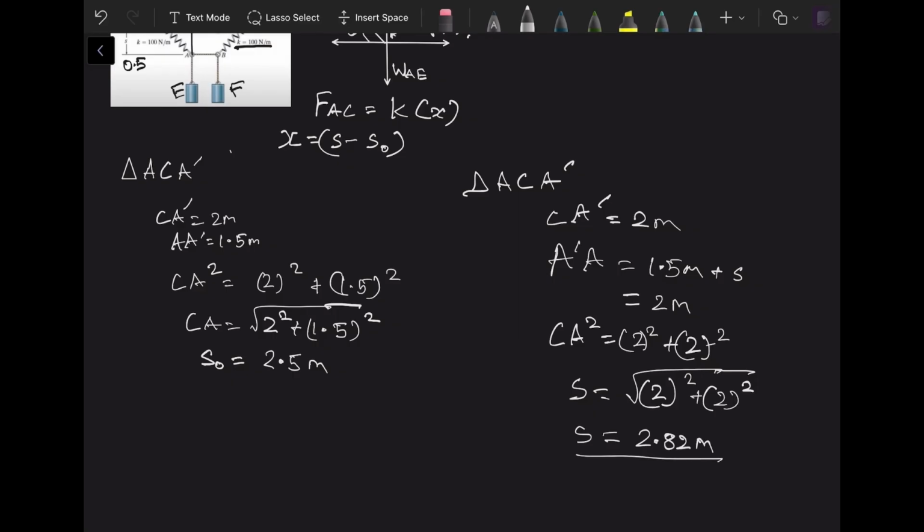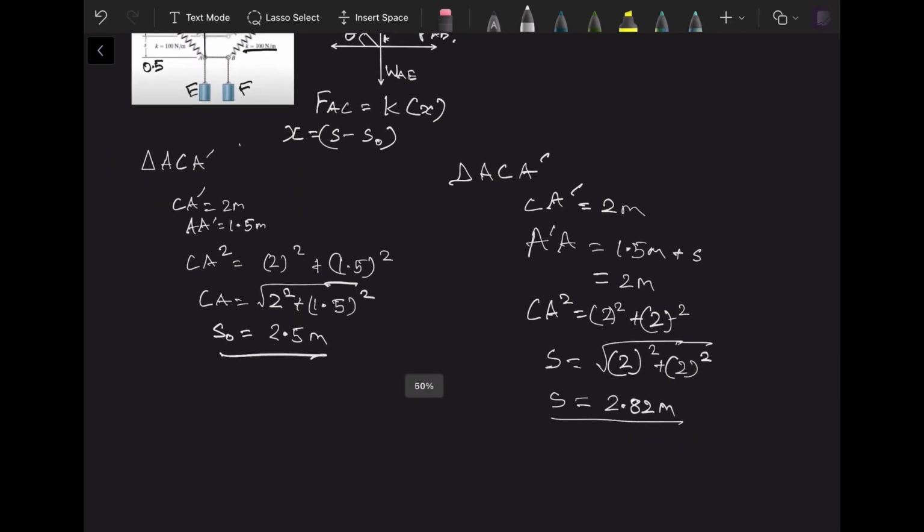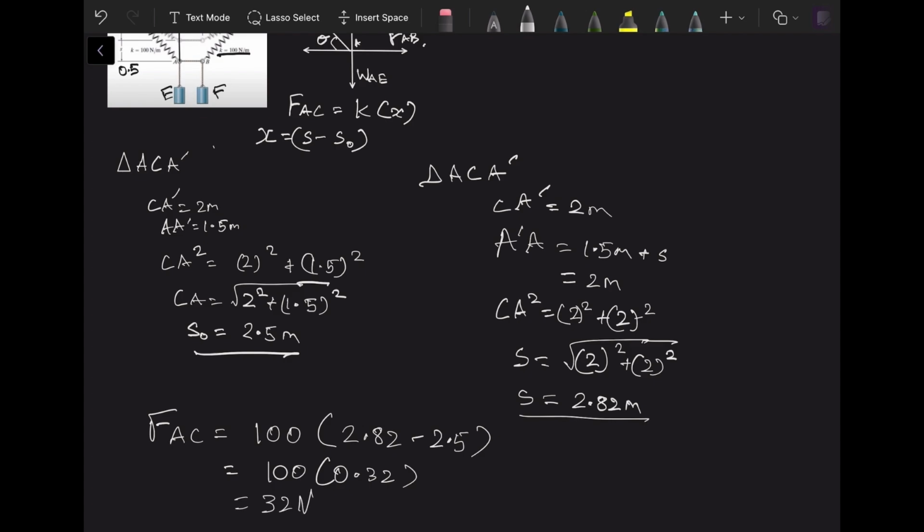So now we have found S and S naught. We just have to substitute in the formula and we get our answer. So FAC is equal to 100 into S, 2.82 minus 2.5, is equal to 100 into 0.32, which is of course 32 newtons.